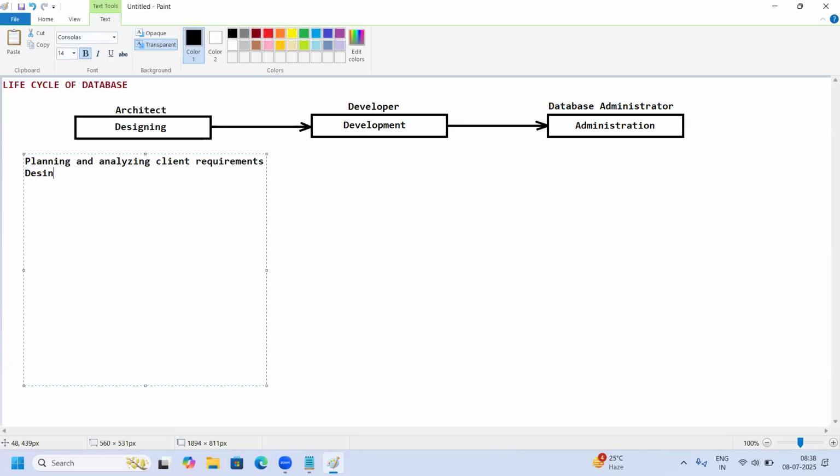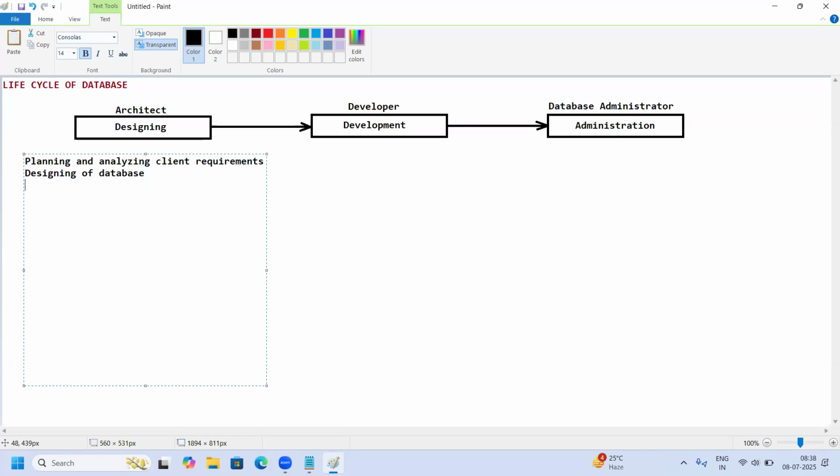After that comes designing of database. Plan correctly, analyze correctly, then designing goes correctly. Sometimes, designing will go months together. So here, what do you say? Designing of database.